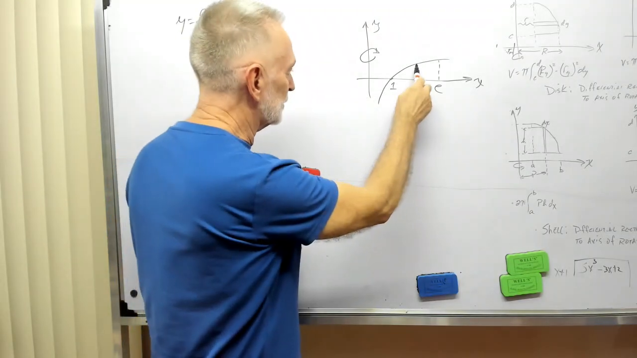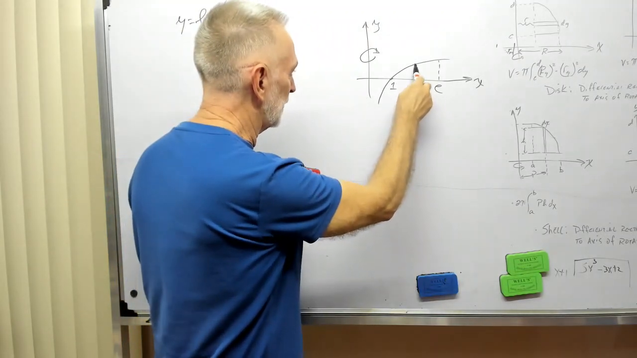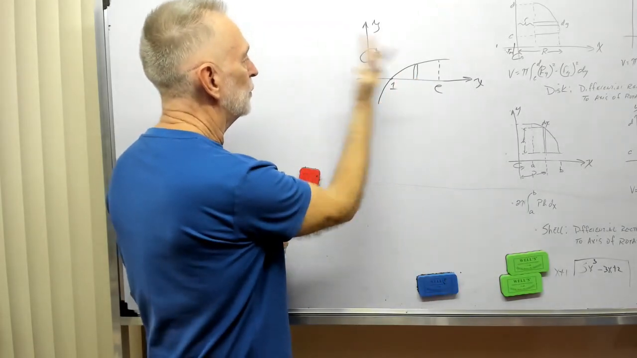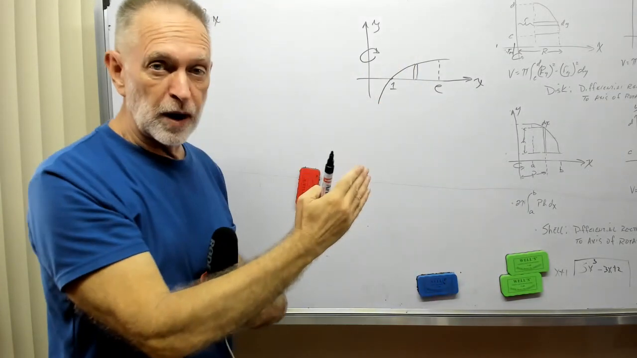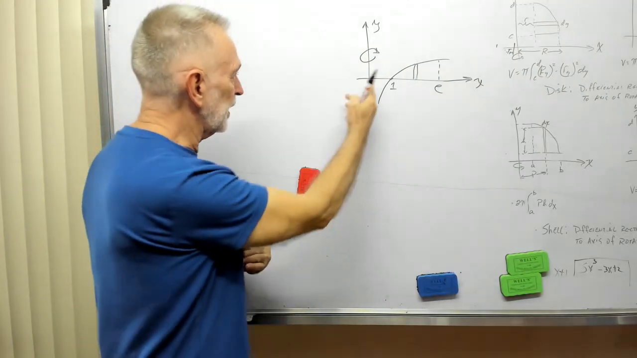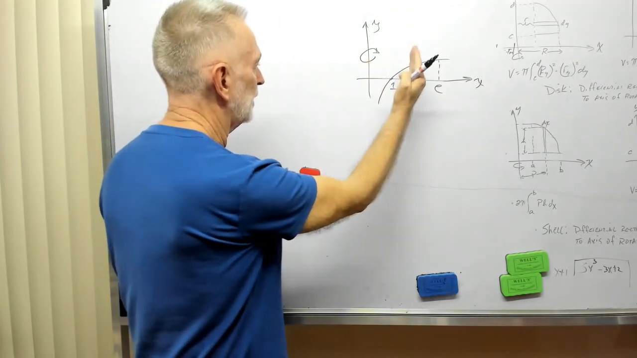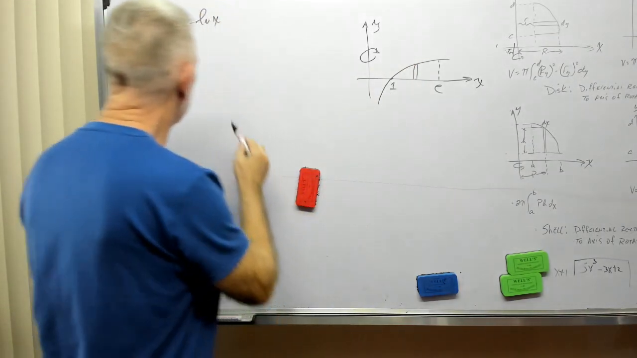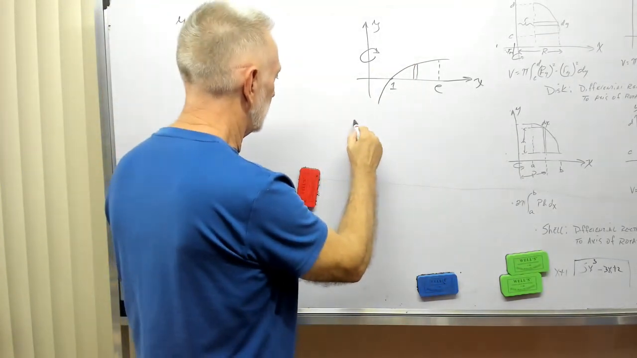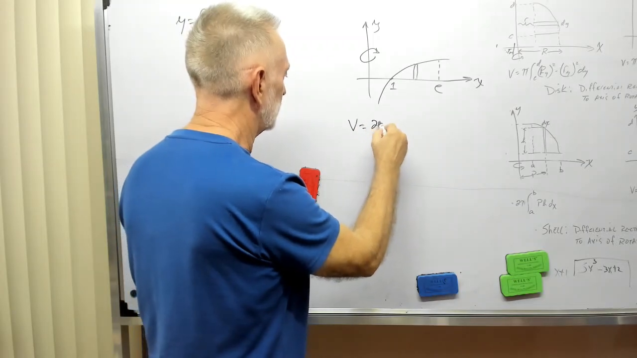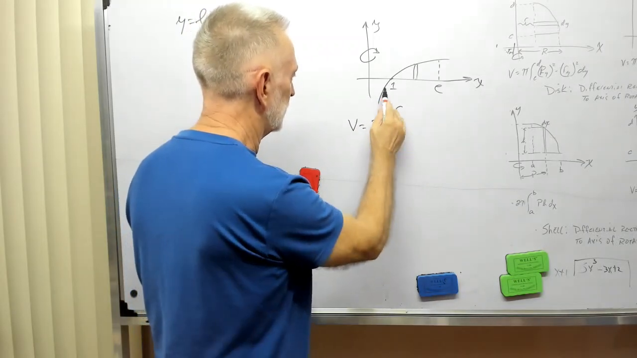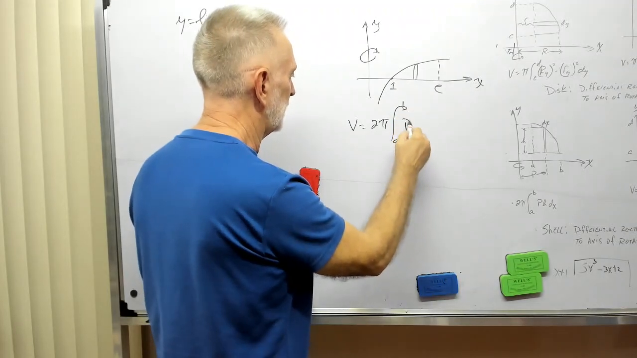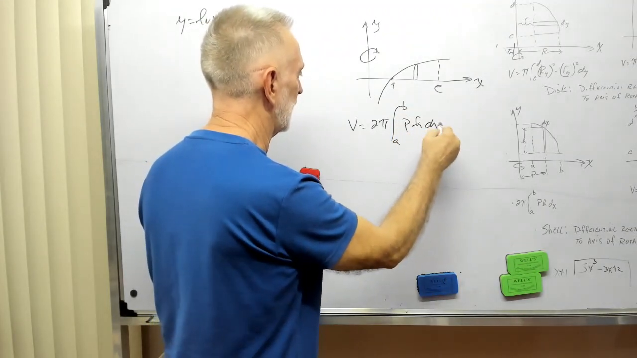Okay, it says I'm going to set up a differential rectangle parallel to the axis I'm rotating around. So in this case, since we're rotating around y, you can see this guy is parallel to that. Now the formula for the volume of the shell method is 2 pi times the integral, in this case since we're integrating on x, from a to b of p h dx.